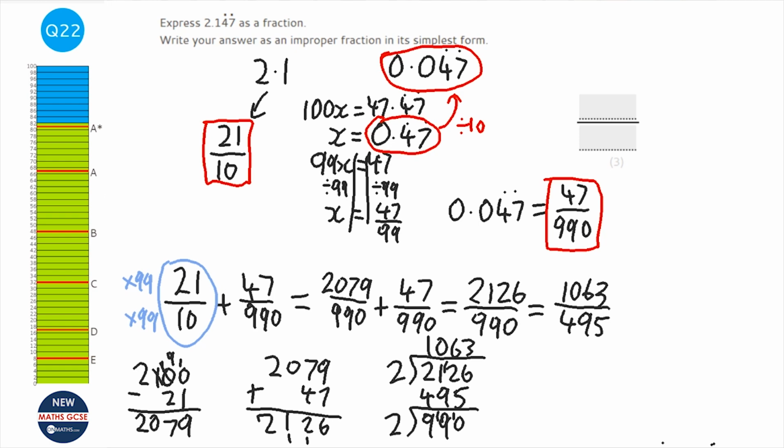Now, I don't think I can cancel that anymore. You could probably spend hours and hours trying to cancel that. I assume that I can't cancel it anymore. I think with maths sometimes you just look at it and go, not quite sure I can do any more with that. The top one doesn't end in a 0 or a 5, and it's not even, so chances are I can't cancel it anymore. There we go.